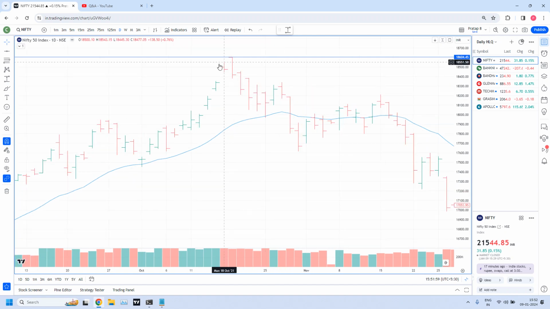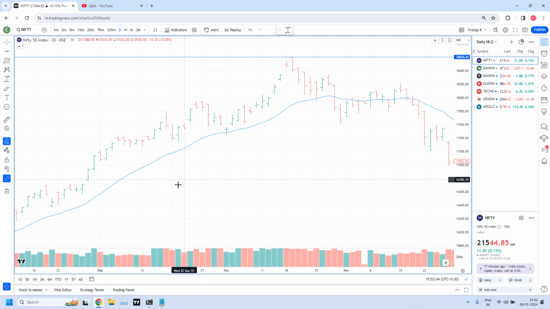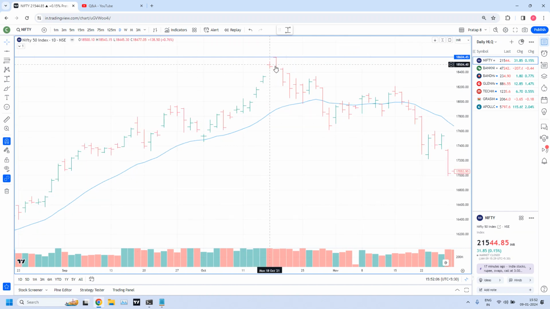And please remember, these reversal bars you will also get during the swings. But remember, a reversal bar at the all-time high only gives you the exact picture. If it is not at the all-time high, this reversal bar does not have that much importance. Please remember.